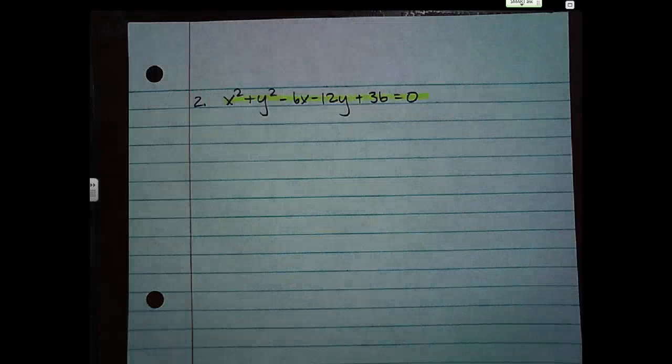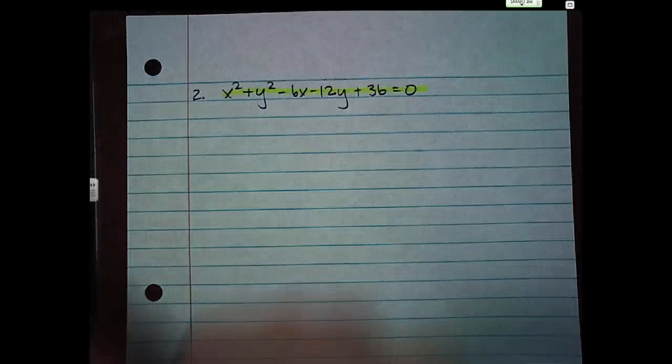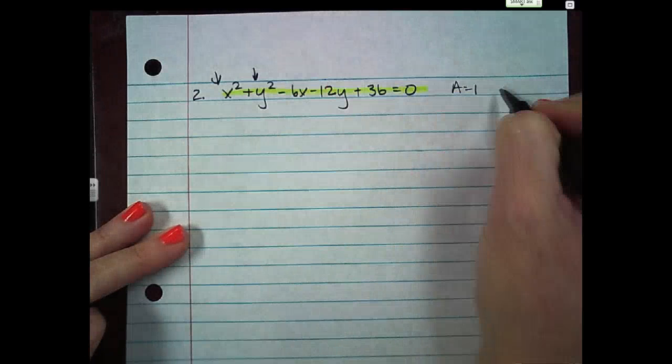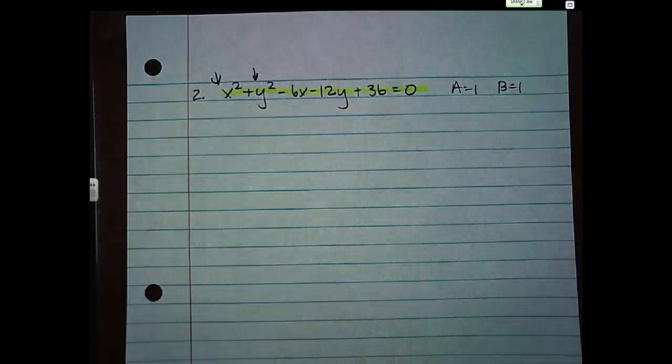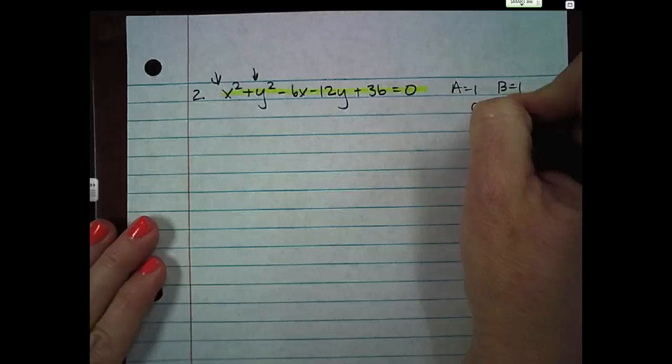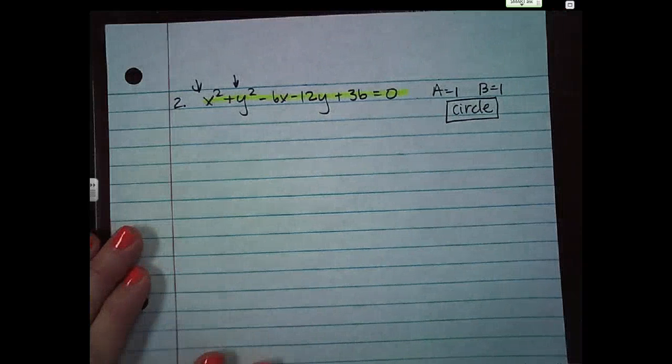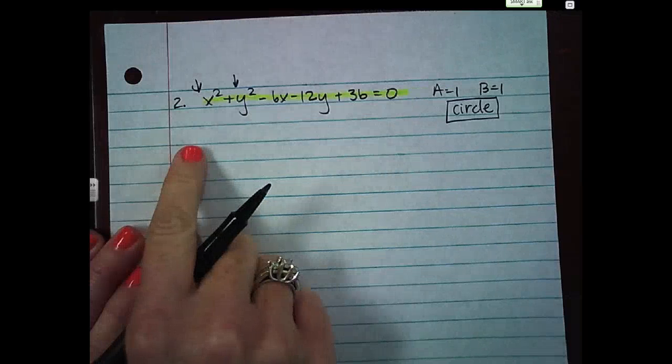Okay? A is the number in front of x squared, so A is 1. B is the number in front of y squared, so B is 1. When A and B are positive and they're the same, what shape is it going to be? It's a circle. So let's now put it in standard form.